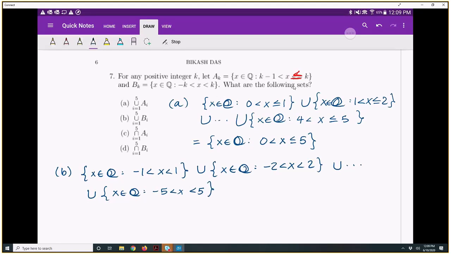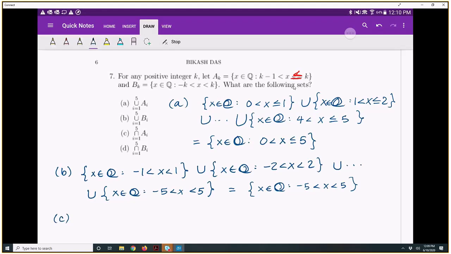Now if we think about these sets, unlike the sets A sub k, these are not disjoint. In fact, these are nested, meaning that B sub 1 is a subset of B sub 2, and B sub 2 is a subset of B sub 3, and so on. So when I take their union, I'm just going to get the largest set, x in the rational numbers such that negative 5 is less than x is less than 5. This will be the union of all of them because it actually contains all of the other sets.